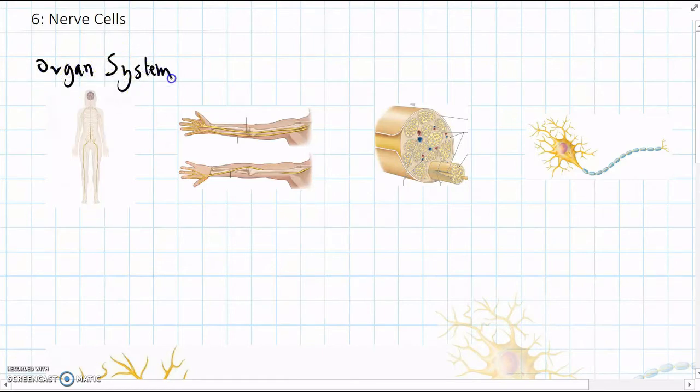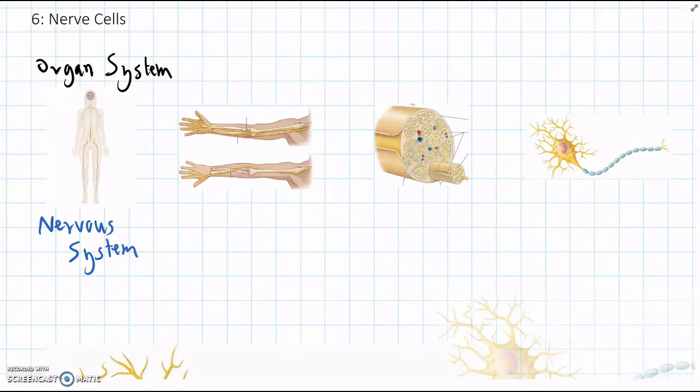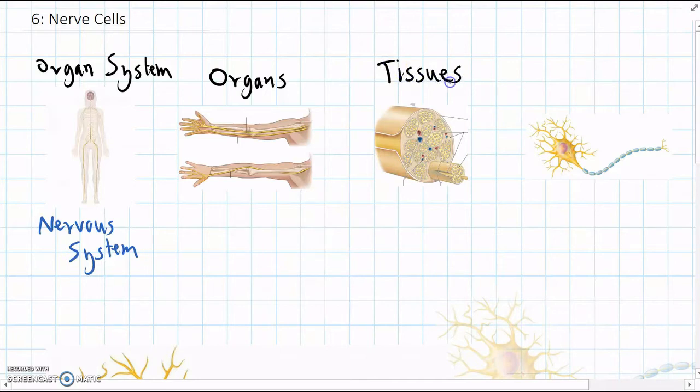And the organ system we're looking at here is the nervous system. And then we're zooming in further and further to look at the features that make up systems. So remember, an organ system is made of organs. Organs are made of different types of tissue. And tissues are made of cells.